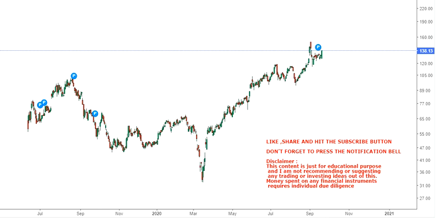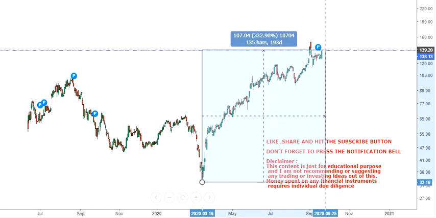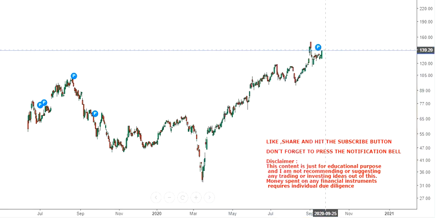Friends, in this video we are going to discuss CrowdStrike Holdings, and if you look at the long-term chart, we have data available since the second half of 2019, so about 1 year of data. And now with the March lows, the stock has already moved probably 300% on the upside.